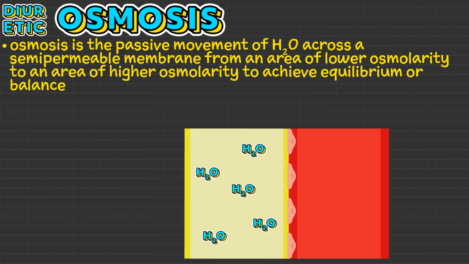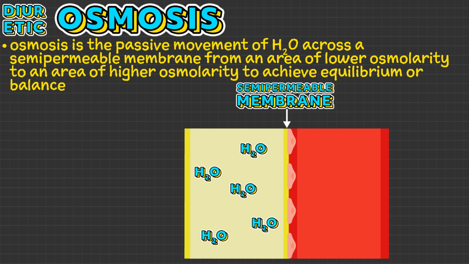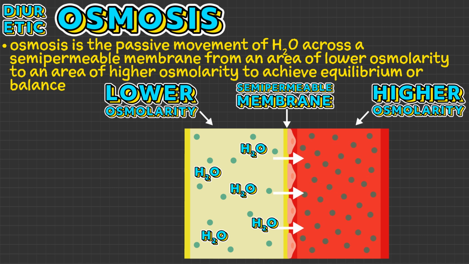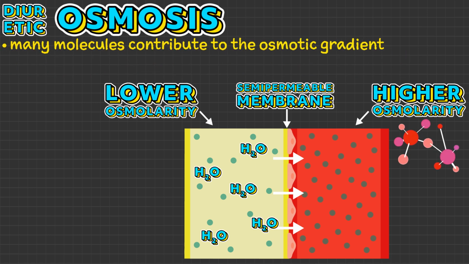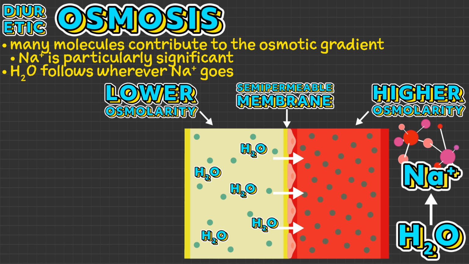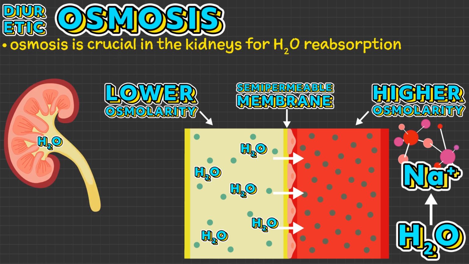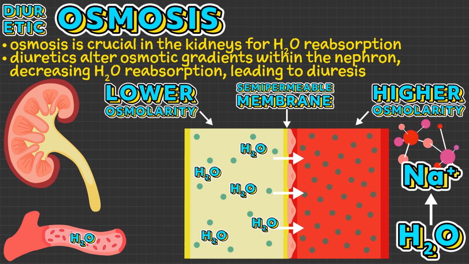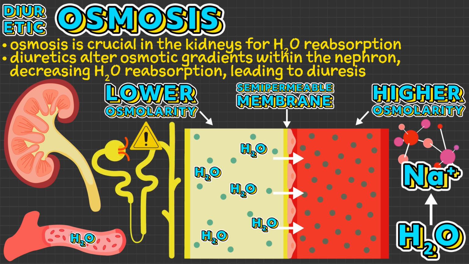Osmosis is the passive movement of water across a semi-permeable membrane from an area of lower osmolarity or lower solute concentration to an area of higher osmolarity or higher solute concentration to achieve equilibrium or balance. While many molecules contribute to the osmotic gradient, or the difference in osmolarity across a semi-permeable membrane, sodium is particularly significant. Water tends to follow wherever sodium goes. Osmosis is crucial in the kidneys for water reabsorption, or the movement of water from the filtrate back into the bloodstream. Diuretics alter osmotic gradients within the nephron, decreasing water reabsorption, leading to diuresis.